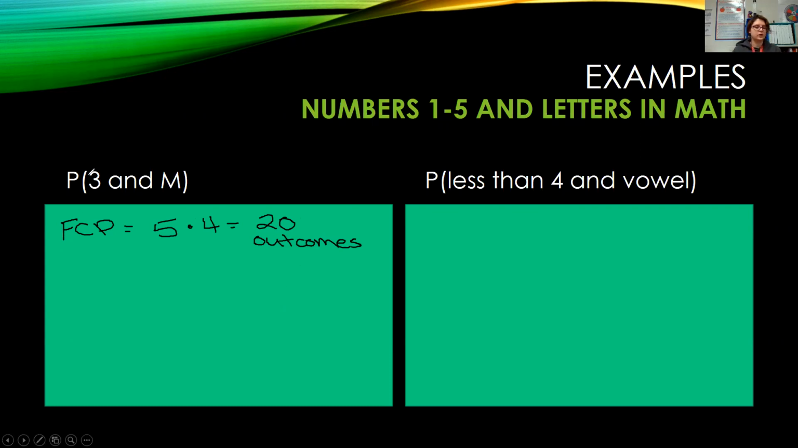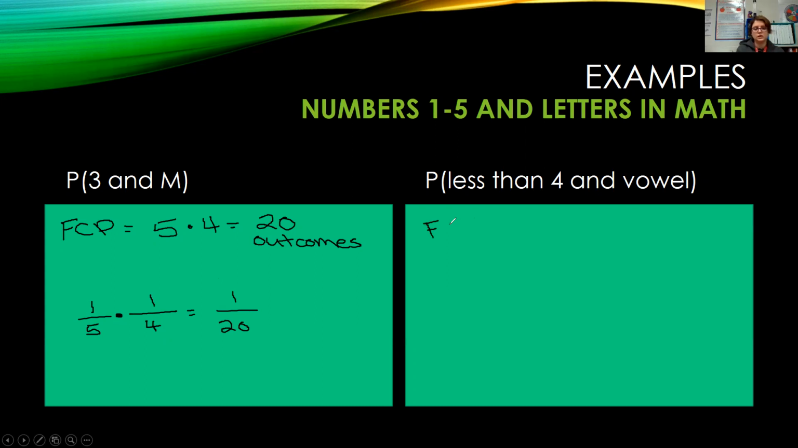Okay, now let's work in our 2 parts. The probability of getting 3 is my number. Well, with the numbers 1 through 5, there's 1, 3 out of all 5 numbers. Now we're going to multiply it by the probability of getting M. Well, there are 4 letters in MATH, and only one of them is an M. You're going to multiply. 1 times 1 is 1. 5 times 4 is 20. So this is a 1 in 20 chance of happening.